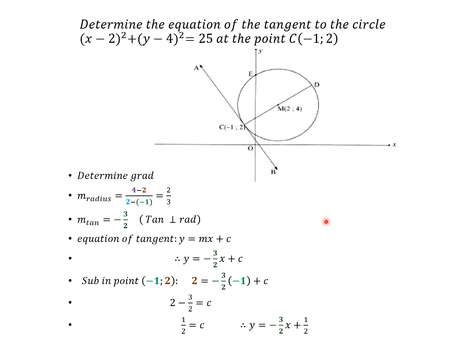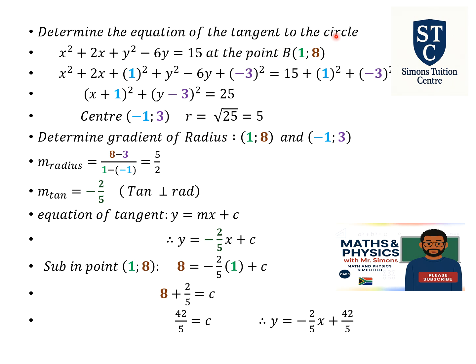Alright, let's look at the third problem. So we determine the equation of the tangent of the circle given x squared plus 2x plus y squared minus 6y equals 15 at the point B, 1 and 8. So where the two meet, the point is 1 and 8. So first, we're going to have to complete the square to find the coordinates of the center and the radius.